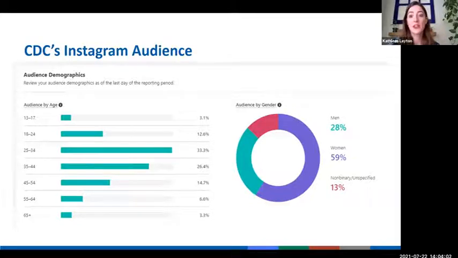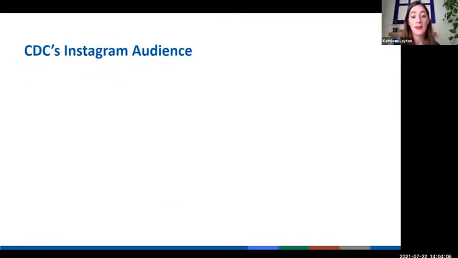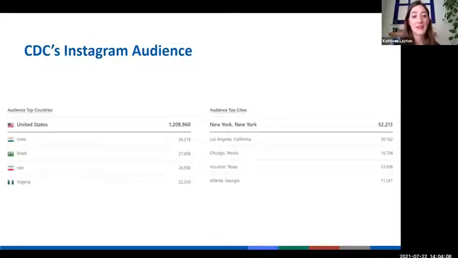In terms of location, the US is the top country and New York is the top city. We do have a smaller segment of international audiences as well.